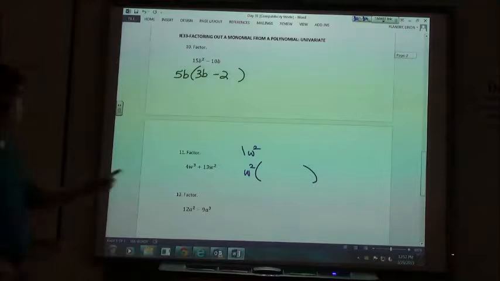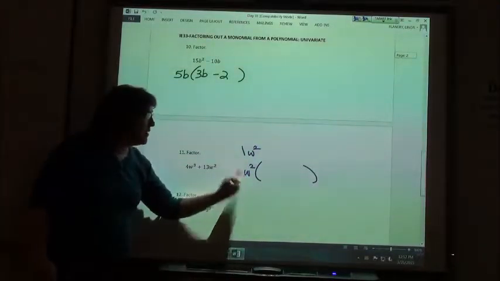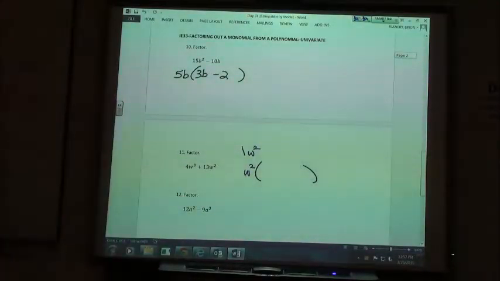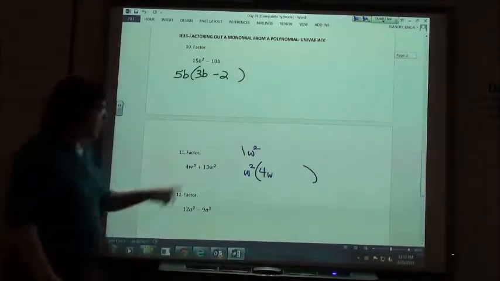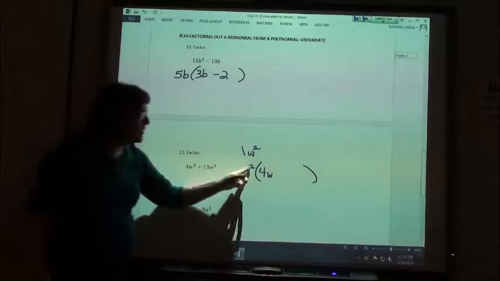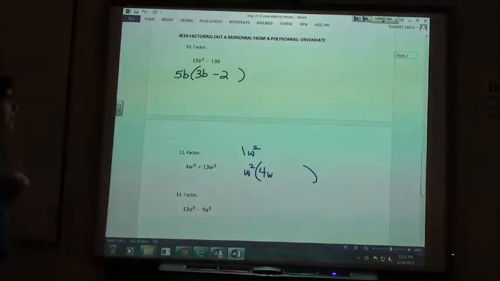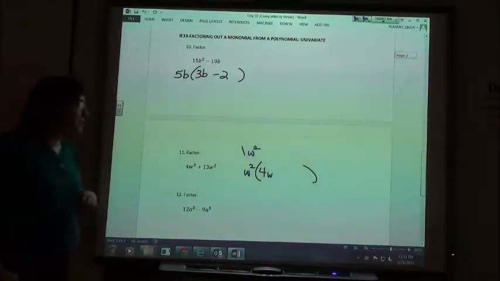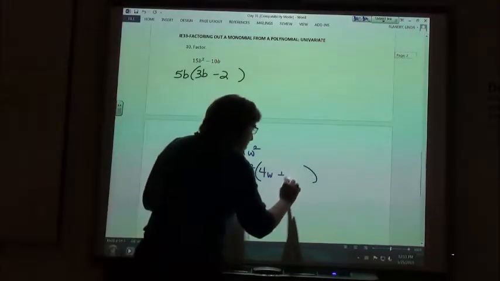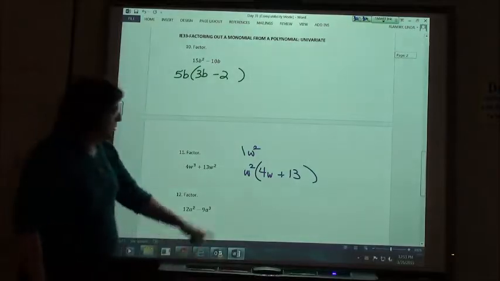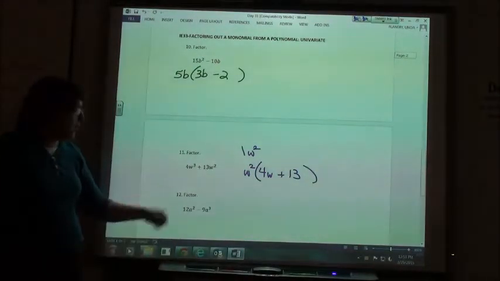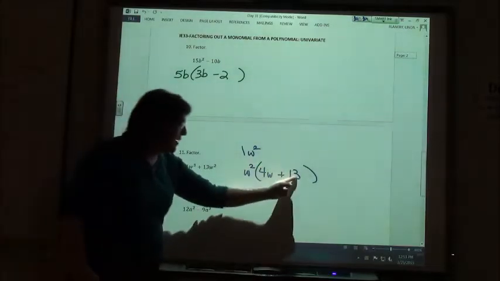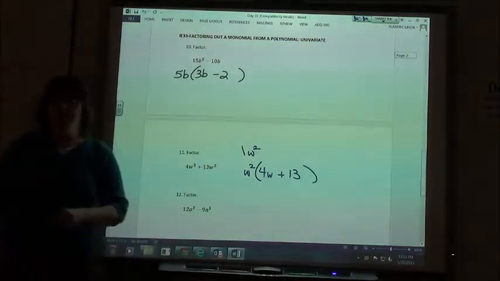So if I have 4w to the 3rd and I divide out a w squared, what would I be left with? 4w. I'm subtracting my exponents. 3 minus 2 leaves me that extra 1 in there for my w. And if I have 13w squared and I divide it by a w squared, that just leaves me the 13. So that w squared times 4w is 4w to the 3rd, and w squared times 13 is 13w squared. Yes it is.